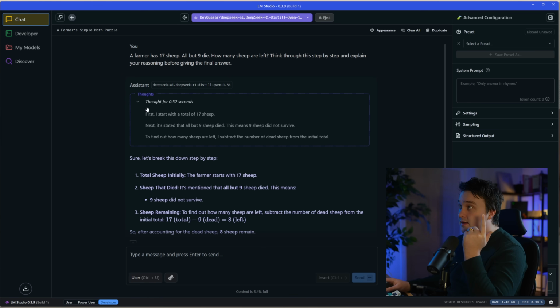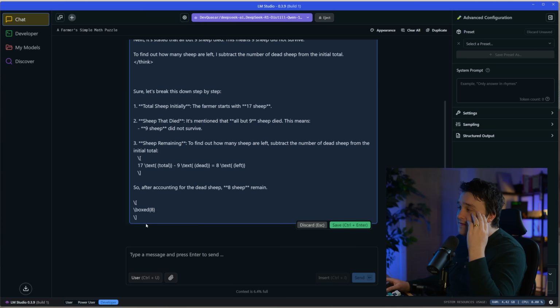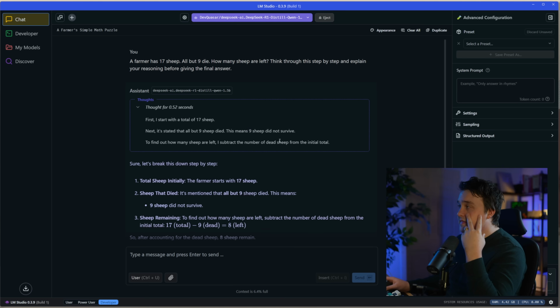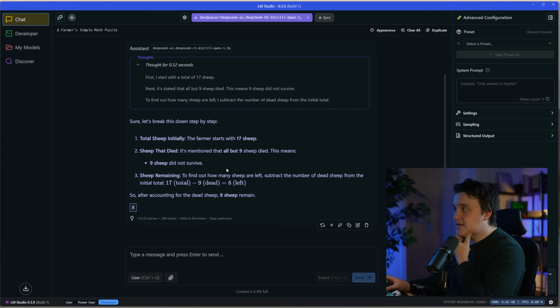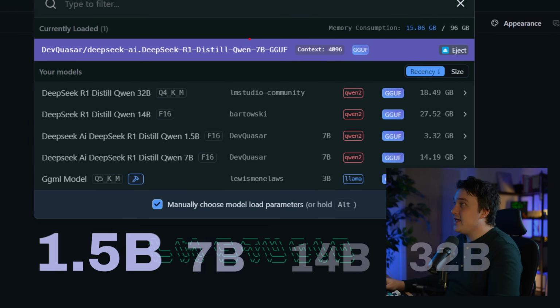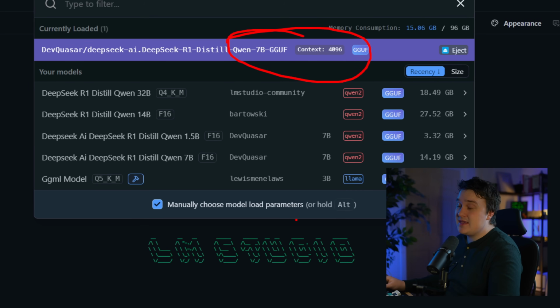So this one got it wrong. It's a 1.5 billion parameter model, but you saw how fast that went. We're at 115 tokens per second. So like right there, the reasoning is wrong. It's not smart.